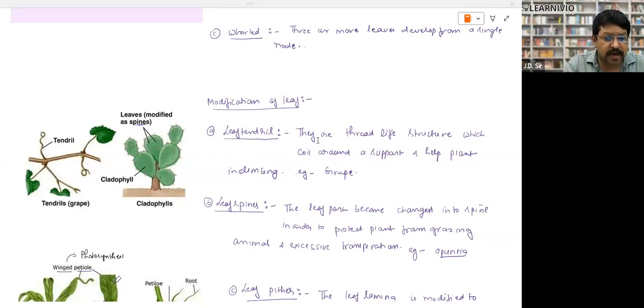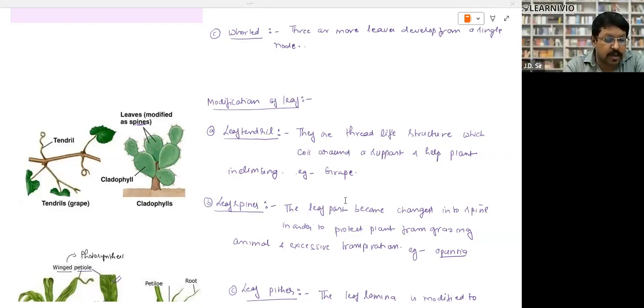So leaf tendrils are thread-like structures which are coiled and give support. They help the plant in climbing, like grape. So please note down: grape tendrils are leaf modification. Grape tendrils are modification of leaf.